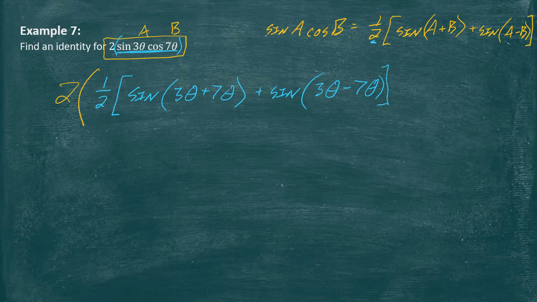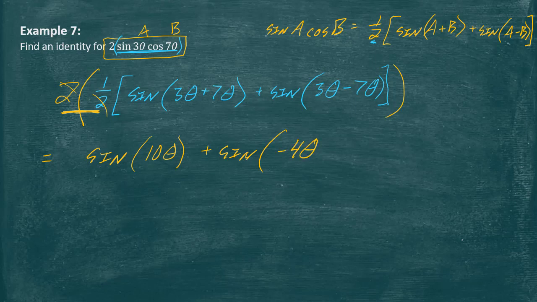And again, that was all grouped up, so let's close off the other grouping I had at the very beginning, and now it's just a matter of what I need to do. Well, the 2 and the 1/2 in the front just turn into a 1, so those two cancel each other out. And now simplify what's inside, so I've got sine of 10 theta, and then added with sine of 3 take away 7, that would give me negative 4 theta.